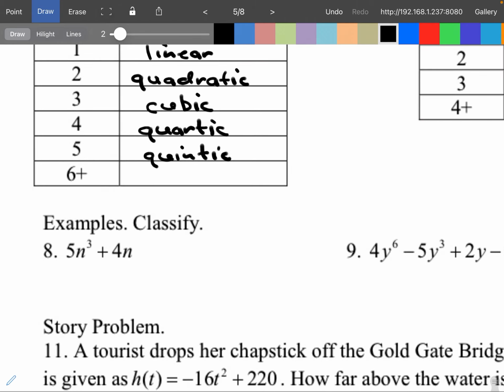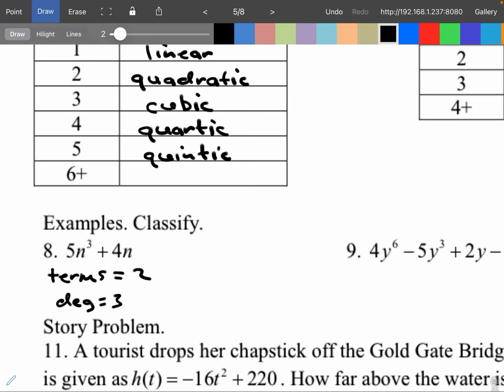So look at number 8. Let's write how many terms? And again, terms are separated by addition and subtraction, so there's how many? 2 terms. And then the degree. What's the degree on that? What's the highest power on the variable? Yeah, it's a 3. So then you just go up there in the chart and read it off.